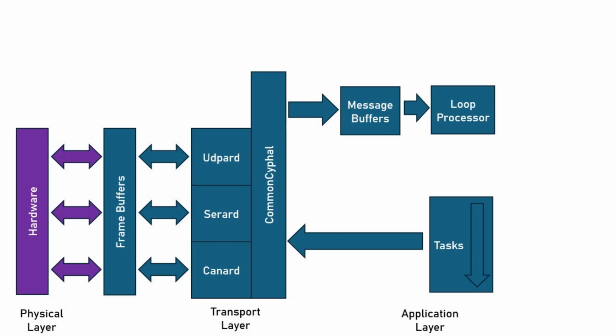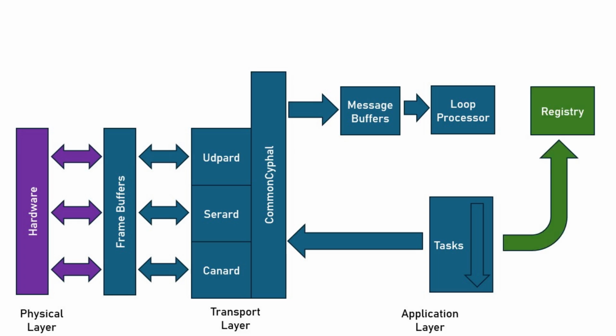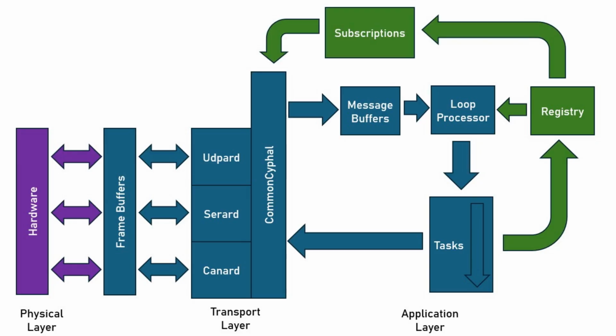The loop processor assigns messages from the message buffer to tasks, but how does it know which task wants which message? During setup, tasks register their message interest with the registry. The loop processor can now distribute incoming messages based on these registrations. Tasks that receive messages have a small message buffer where the loop processor places them. To limit incoming traffic, OpenCyphal filters frames based on subscription, again informed by the registry.